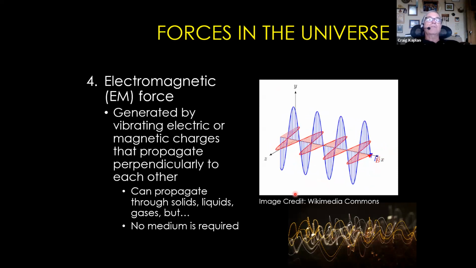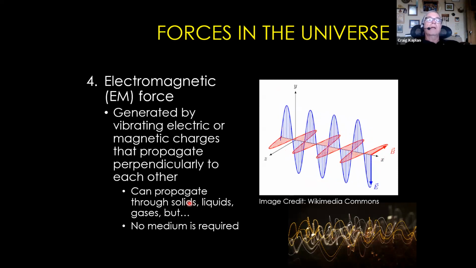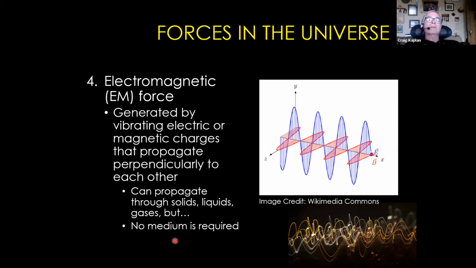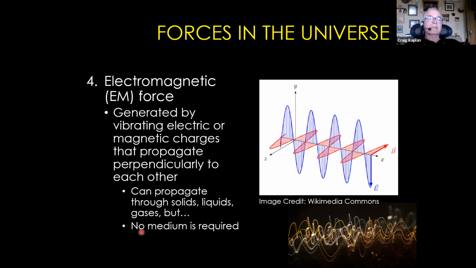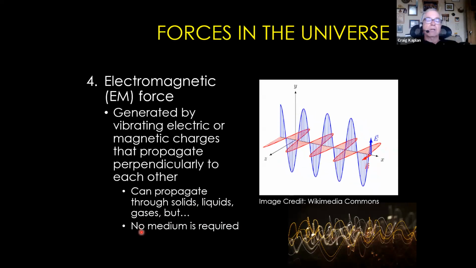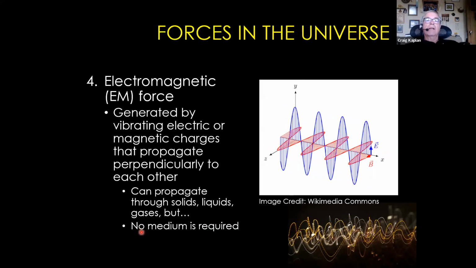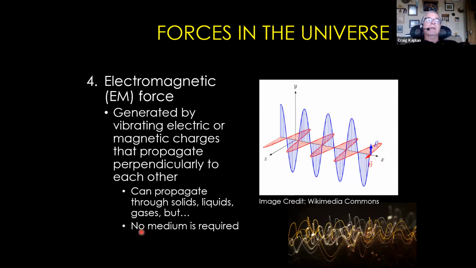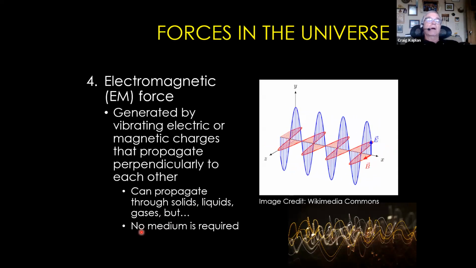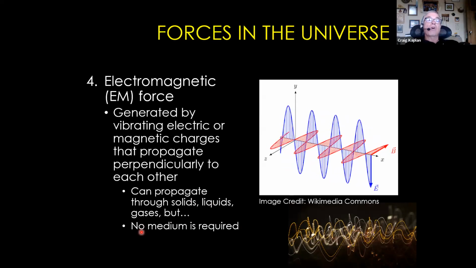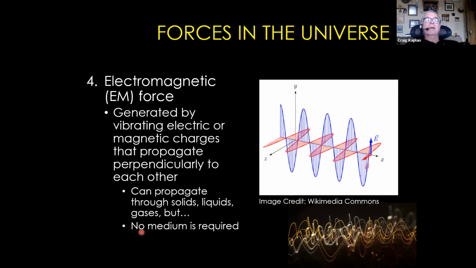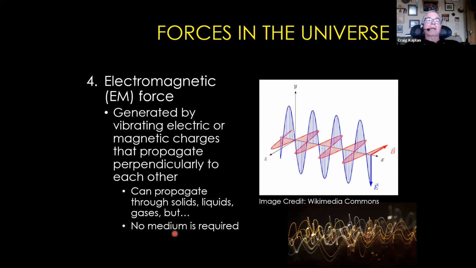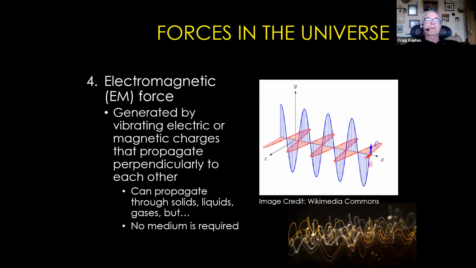The electromagnetic force can propagate through solids, liquids, and gases, but no medium is required. For a long time, people thought that light needed a medium, the electromagnetic force they could observe. But these electromagnetic waves propagate fine in a complete vacuum, and there's no undetected or hidden medium that allows them to propagate. They don't require any medium whatsoever.